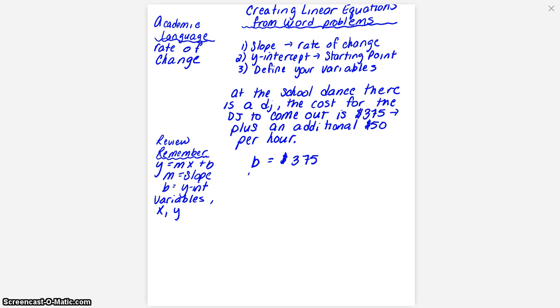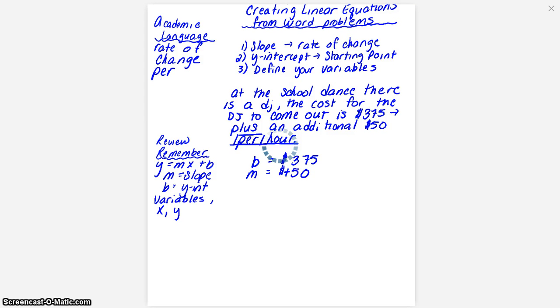And my rate of change, or my slope, and there's a key word here, per hour, right? When you're talking about rates, per hour. So that's going to be $50, my rate of change. And it's going to be positive 50 because I'm adding $50 every hour. In some situations, you may be subtracting a certain amount, and that's going to make your slope negative. And in some situations, maybe you're starting negative, like we did with our distance from a certain city.